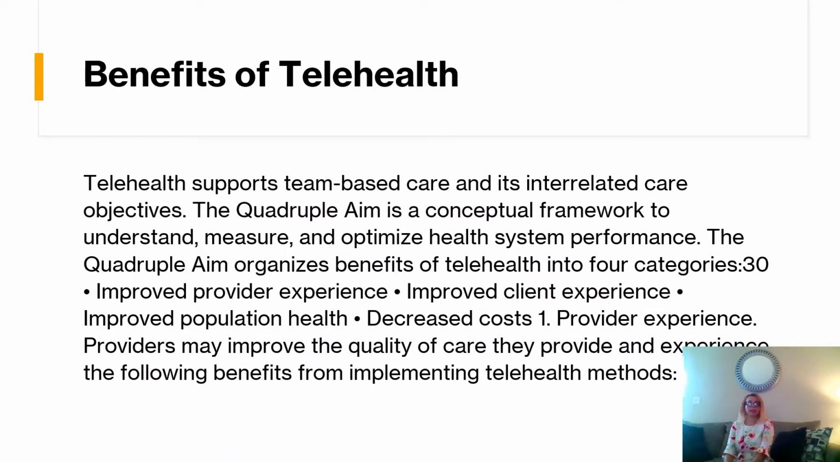The benefits of telehealth are telehealth supports team-based care and its interrelated care objectives. A quadruple aim is a conceptual framework to understand, measure, and optimize health system performance. The quadruple aim organizes benefits of telehealth into four categories. It improves provider experience, improves client experience, improves population health, and it decreases the cost. Provider experience may improve the quality of care they may provide and experience the following benefits from implementing telehealth methods.